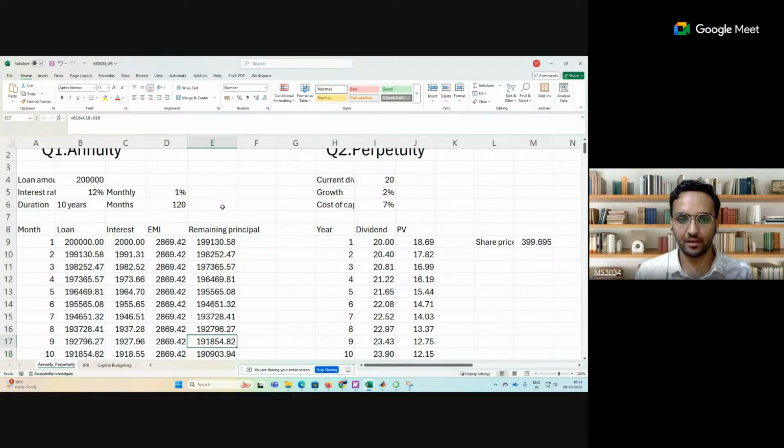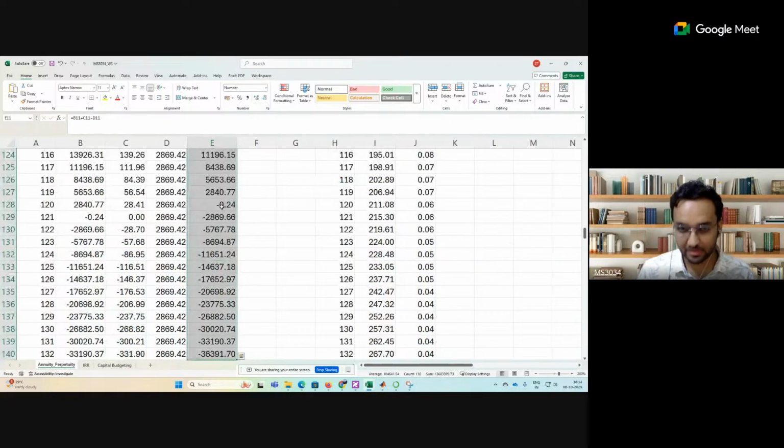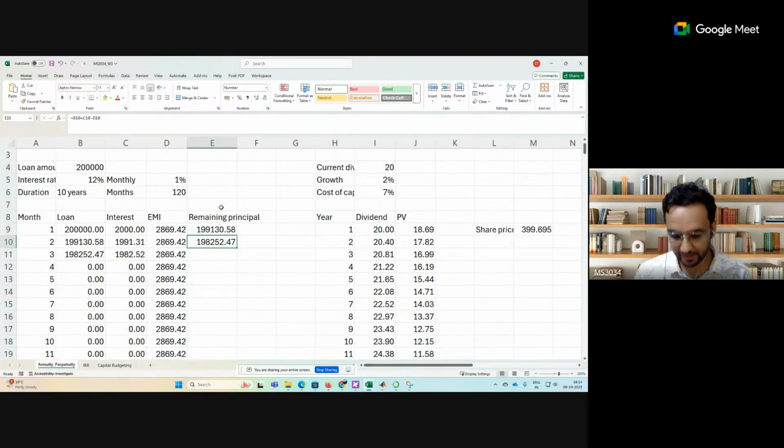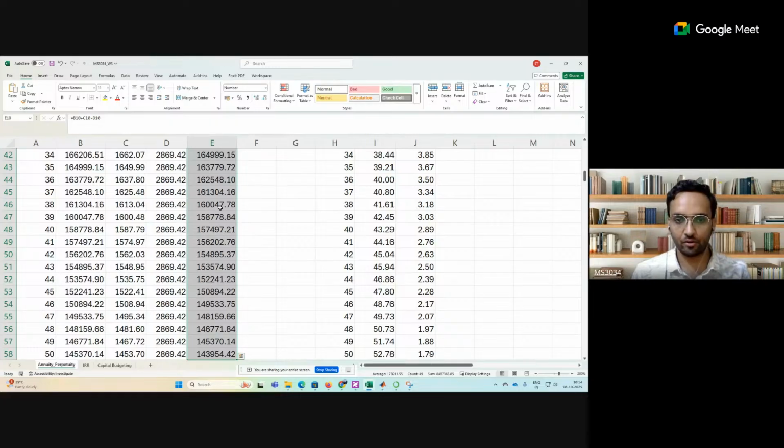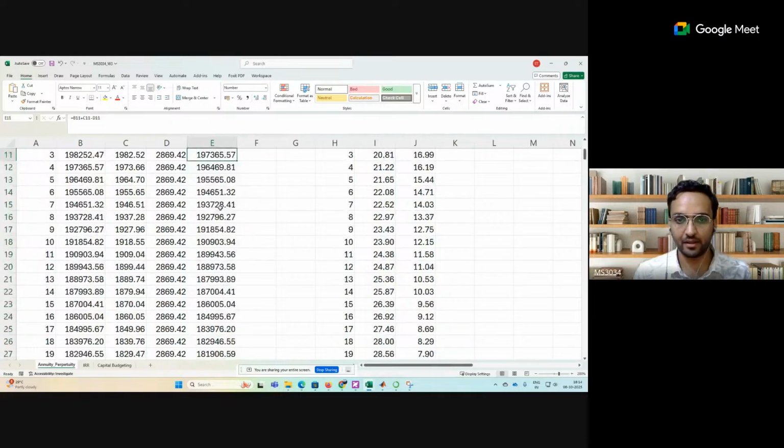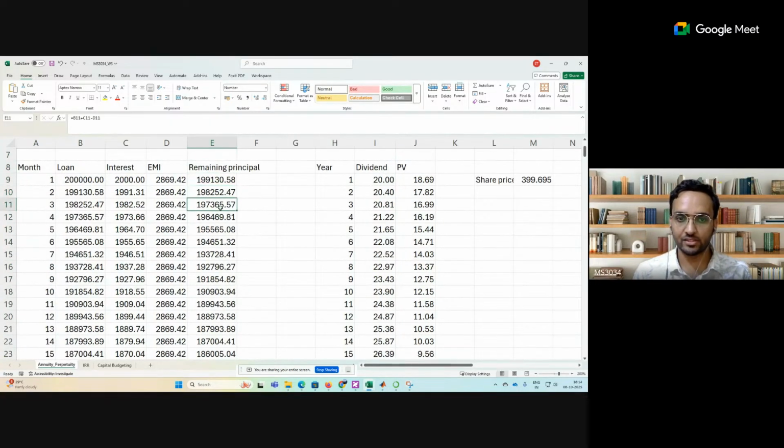For example, if you don't have these values for the remaining months, you can simply drag this formula down. If you press Control D, then this formula will be computed for each of the months.